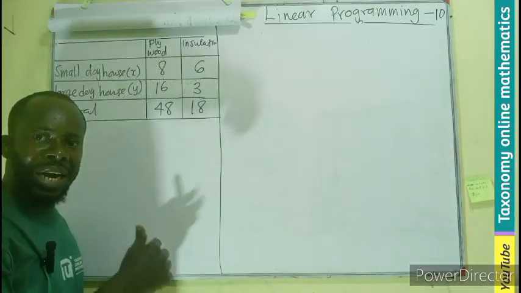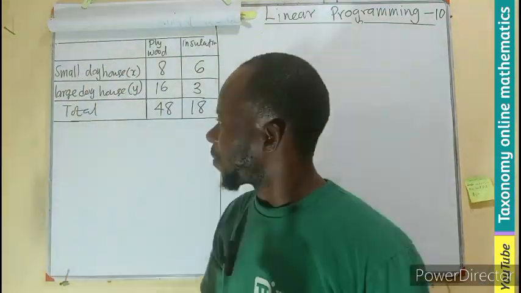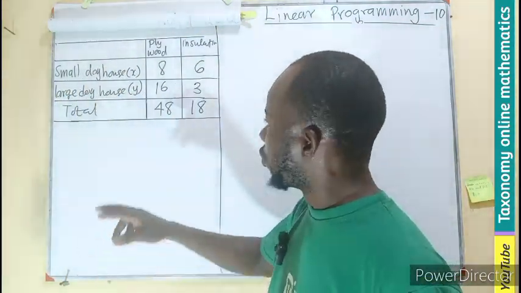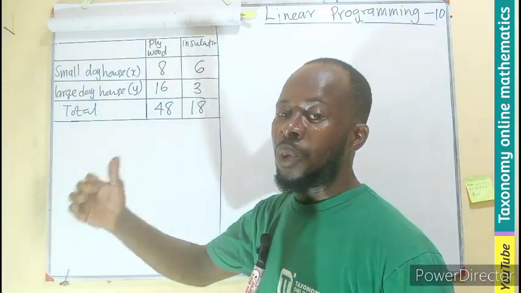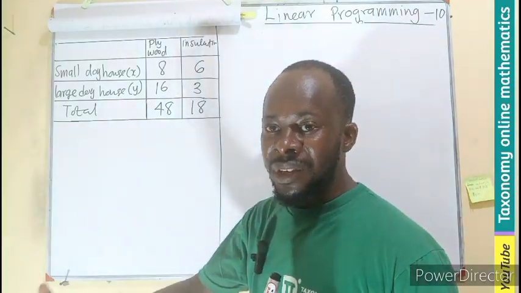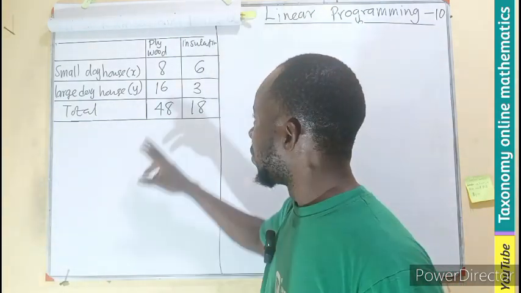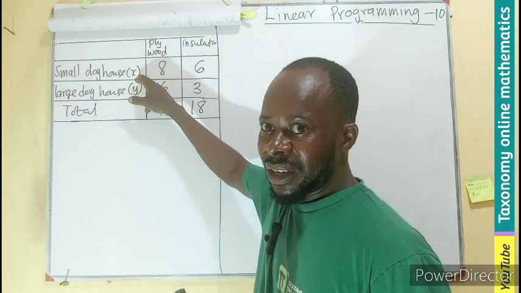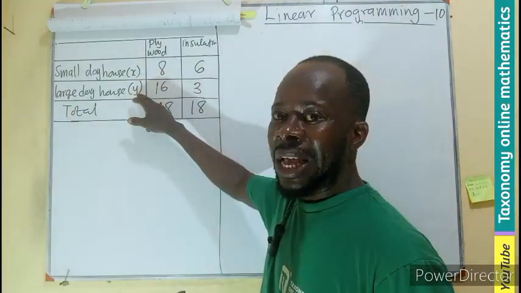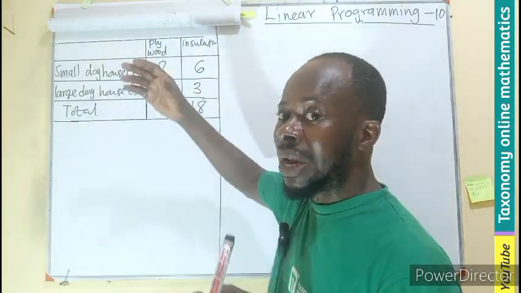So from this, we can now write the inequality that we are looking for. Don't forget the available plywood is 48. It doesn't mean that we should use all the 48. It could be 44, it could be 40, it could be 30, provided the feet measurement is okay. Which means that if I take 8 of x, then I'll be taking 16 of y. All must be within the 48. I cannot use more than 48.